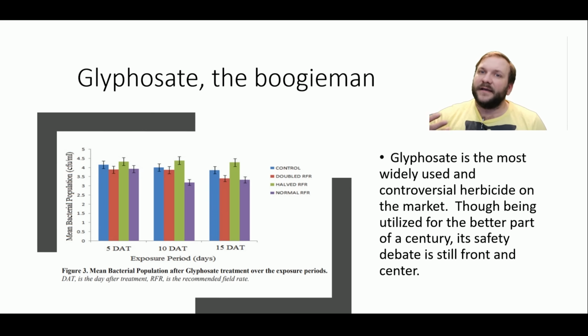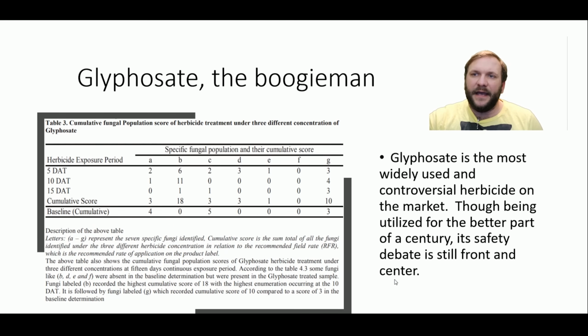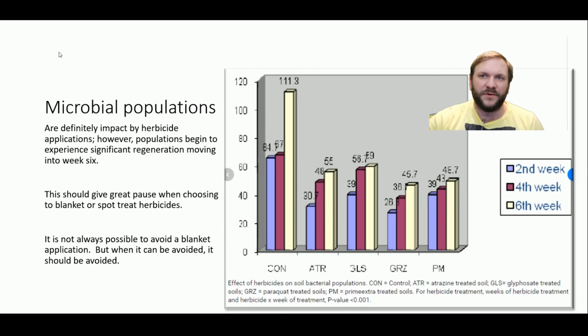Increases, especially at halved recommended field rates. So this would be guys like us that are out treating dormant Bermuda grass. You actually have an increase, albeit temporary. You do have an increase in bacterial growth. And as we look at what happens with the fungal populations, you still see wild swings in certain species of fungi. So again, it's obvious that there is something taking place. There is an effect that is contained on the soil. However, it's hard to say that what is happening is exactly destructive to the soil.